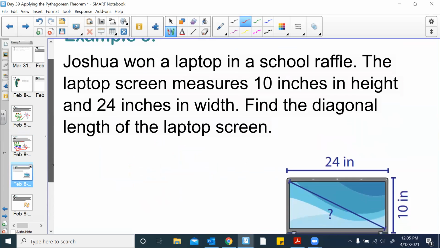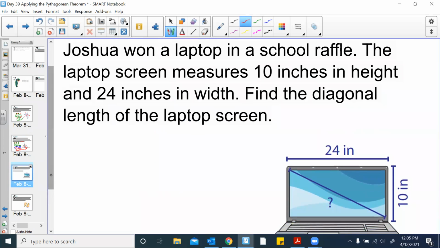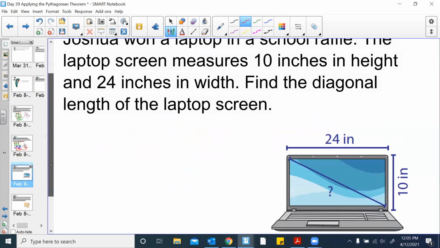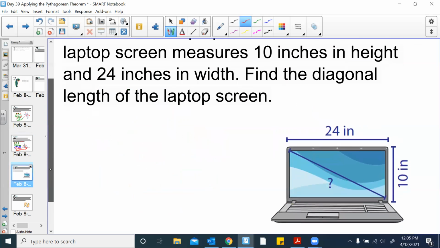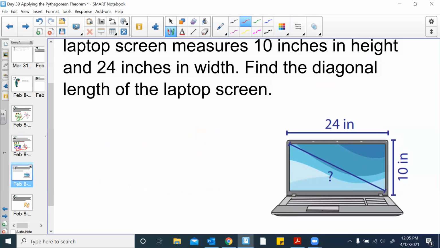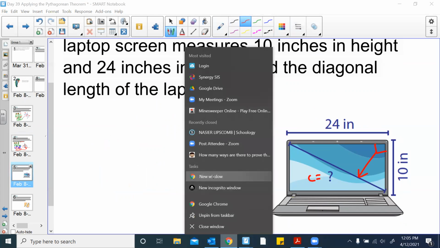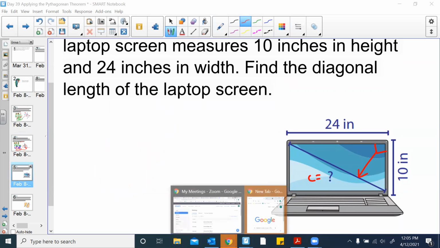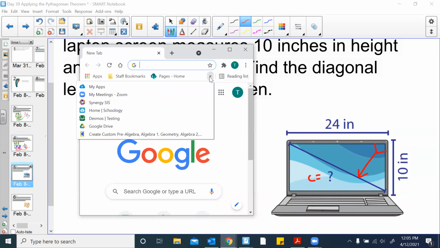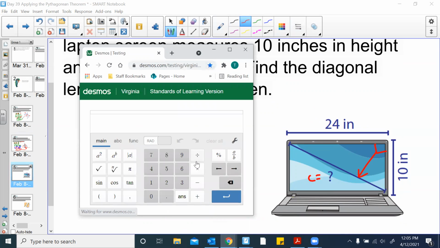All right, let's do one with Desmos here. Joshua won a laptop in a school raffle. The laptop screen measures 10 inches in height and 24 inches in width. Find the diagonal length of the laptop screen. When you see this diagonal, it's kind of like a red flag that you're going to be looking for the hypotenuse. And when you look at your picture, it pretty much makes that obvious. So let's see if I have Desmos open. Oh, it's not good today with making sure that I have Desmos readily available.